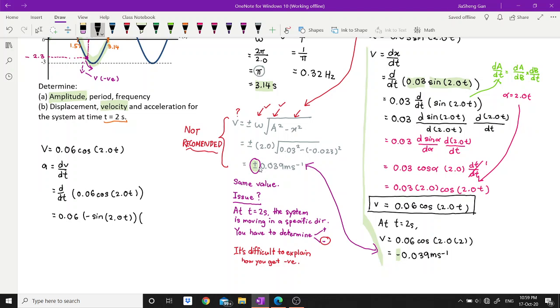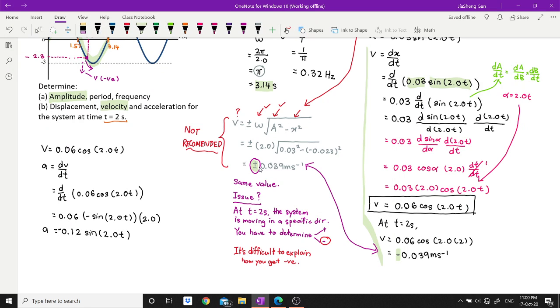So now you have already differentiated the outside, you have to differentiate the inside. You have to differentiate the alpha. The alpha is 2.0 t. If you differentiate it, it will just be 2.0. So if you rearrange everything, it will be 0.06 times 2 is 0.12, and you have your negative in front, and you have your sine 2.0 t. Okay, so that's the equation that you are going to use.